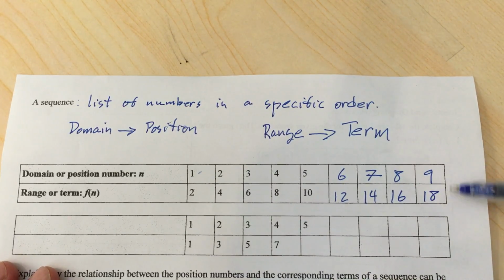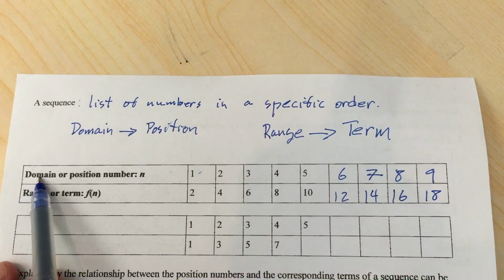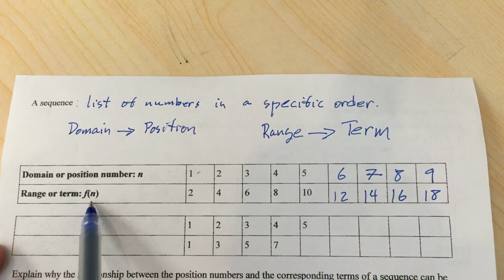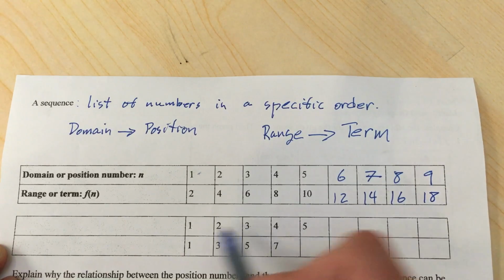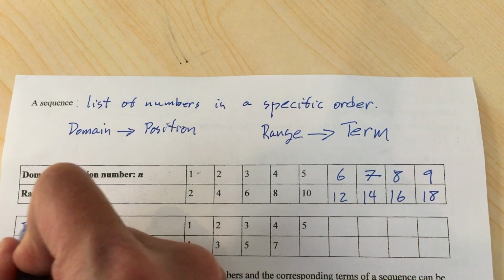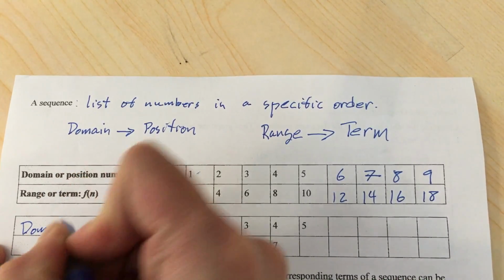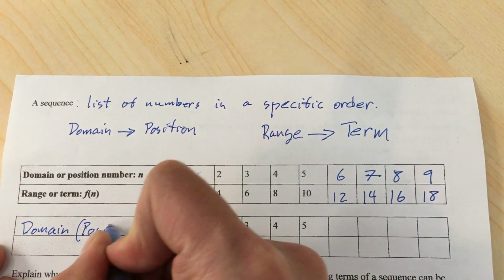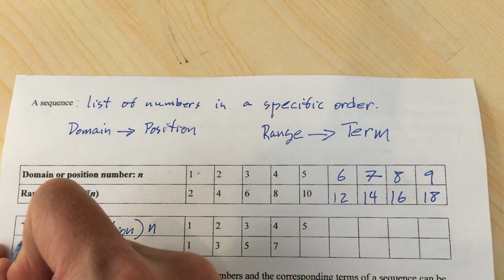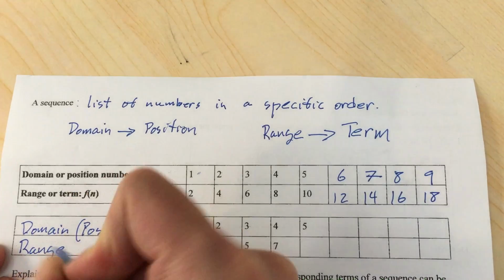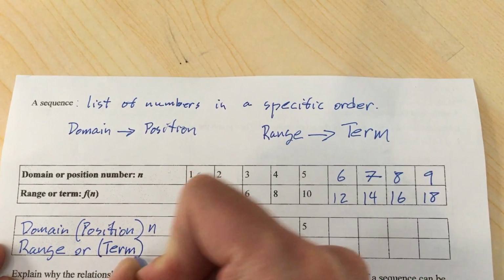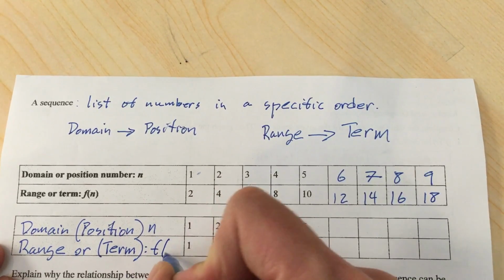It's really just trying to get you to recognize that there's a pattern here, and that the domain is now the position, or n, and the range is now the term, or f of n. Okay, and so we come down to our second one, and you can see we still have our same inputs, or our domains, or our positions. So we'll label that our domain or positions. Okay, and that's n. And our range or our term, which is f of n.